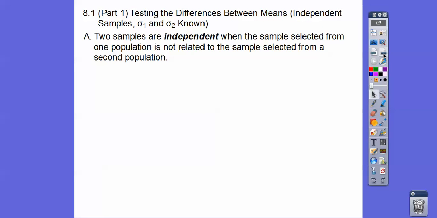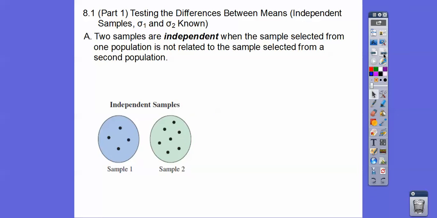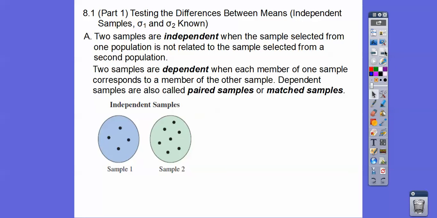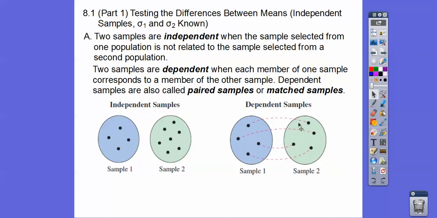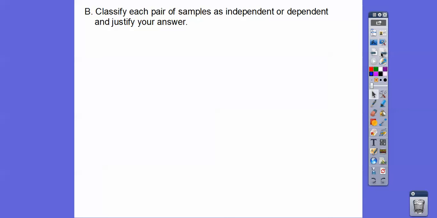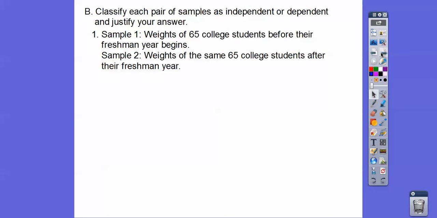Two samples are independent when the sample selected from one population is not related to the sample selected from the second population. So nobody in here is related to anybody here. There's no kind of pairing we can do. Two samples are dependent when each member of one sample corresponds to a member of the other sample. So this one corresponds to this one, and so on. Dependent samples are also called paired samples or matched samples. So classify as independent or dependent and justify.